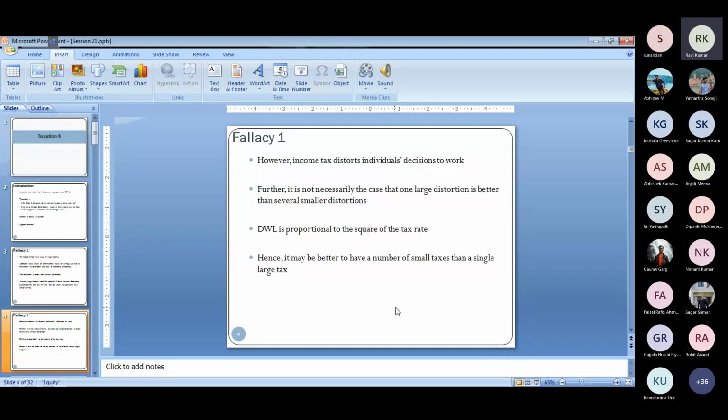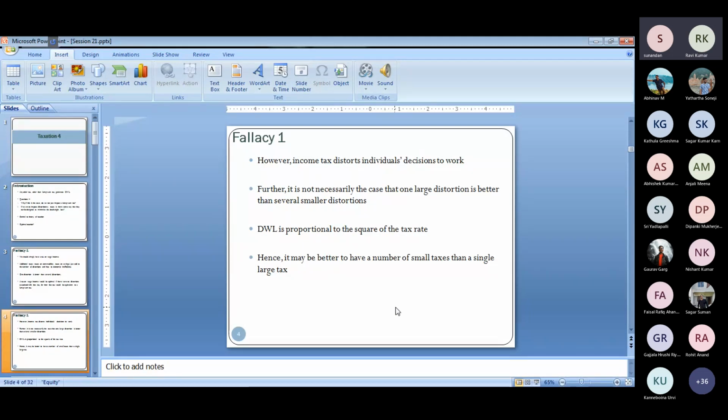Second point: is it better to have a number of small taxes? Remember, deadweight loss is proportional to the square of the tax rate. So it might be better to take numerous taxes with very small rates, and hence you have smaller deadweight losses, rather than a very large tax, where the deadweight loss will be in terms of the square of that tax rate. So it might be better.